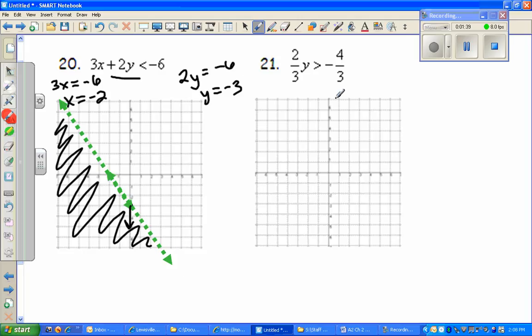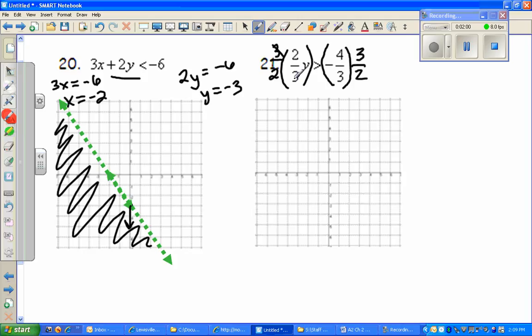Number 21, it's not in standard form, so I need to get y alone. The way to get y alone, since it's got a fraction multiplied by it, is to multiply by the reciprocal of whatever that fraction is. It's 2/3, so we need to flip that. That's the reciprocal, 3/2, and multiply by both sides.